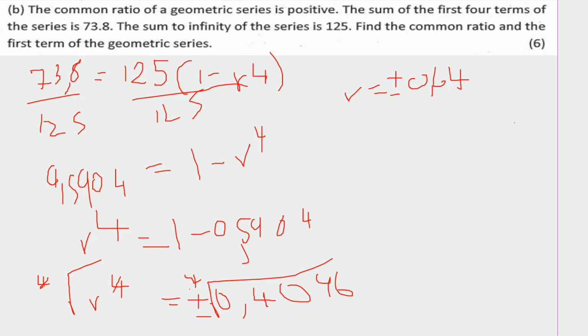But then remember the condition, they say that the value of r is positive. Therefore, the value of r will be 0.64. Okay, then in this case, therefore, the value of r is acceptable because it falls under the two conditions of a normal geometric sequence and also an infinite sequence. Thank you very much.